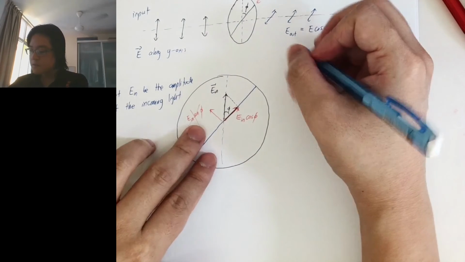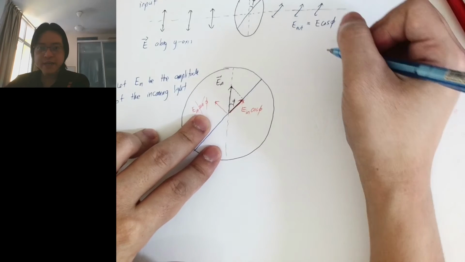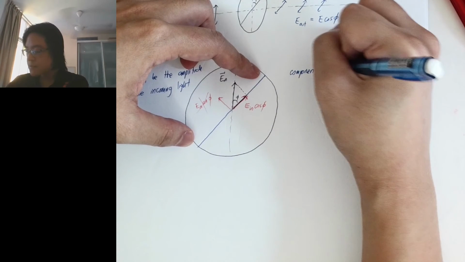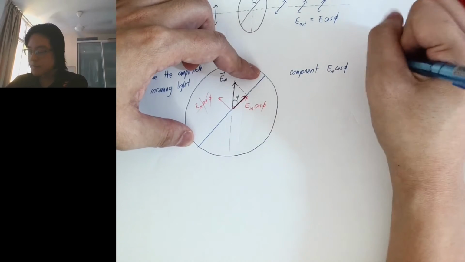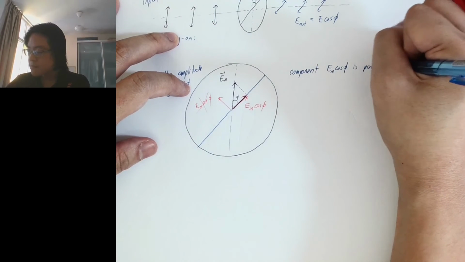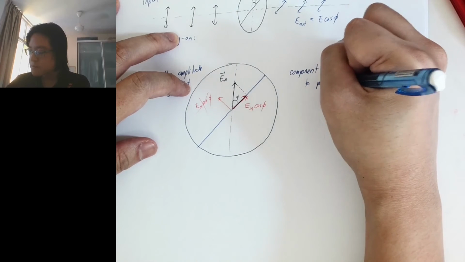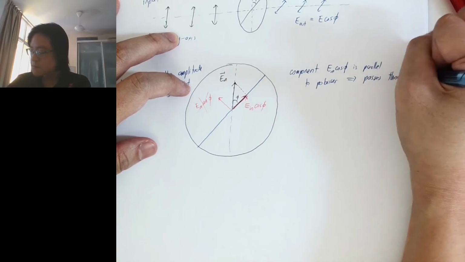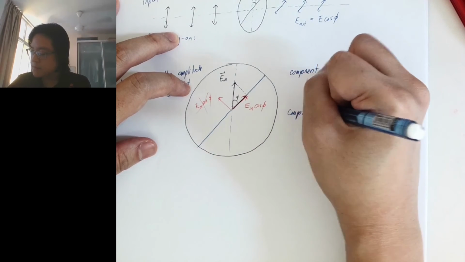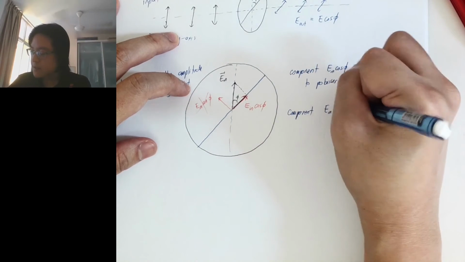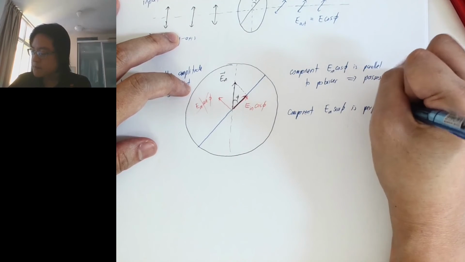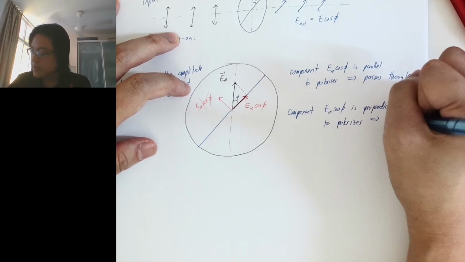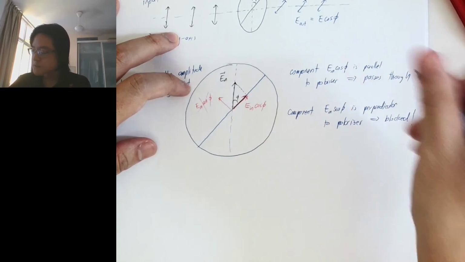Okay, so just to make it more clear, what is happening here is that this component, E input cos phi, is parallel to the polarizer, so this part passes through, and the other component, E in sin phi, is perpendicular to the polarizer, so this part is blocked, cannot pass through.